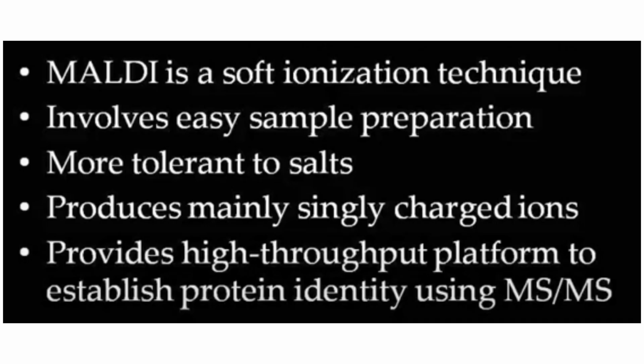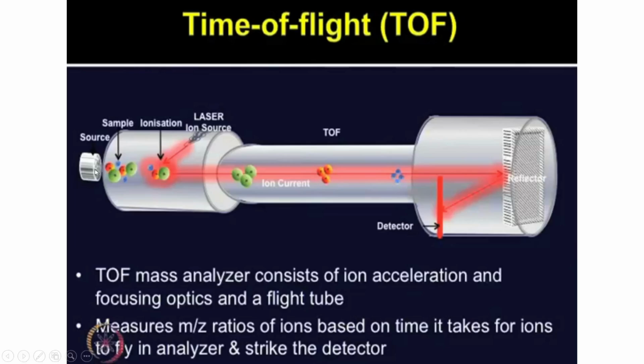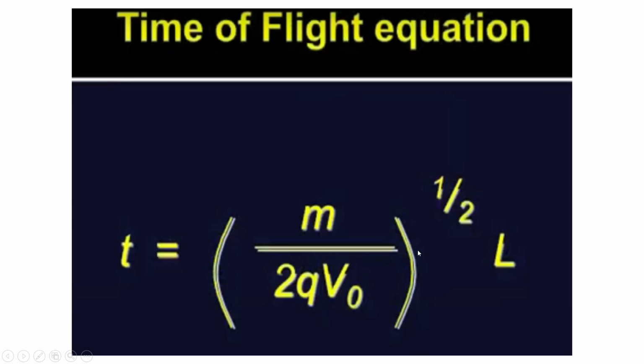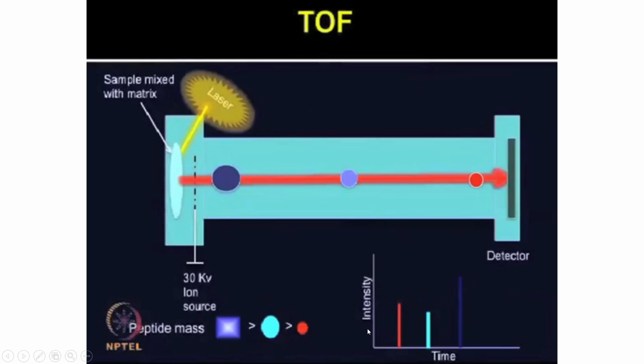Then there are certain merits and demerits of it. So this is how the mass spec instrument looks. You have a source of ions, then you have the sample. Because of the laser, this specific sample will get ionized, and as per the mass to charge ratio, they will get separated. The smaller ones will move faster, the larger ones will move slower, and they will then be detected by the detector. There is a specific formula by which you can determine the time of flight.